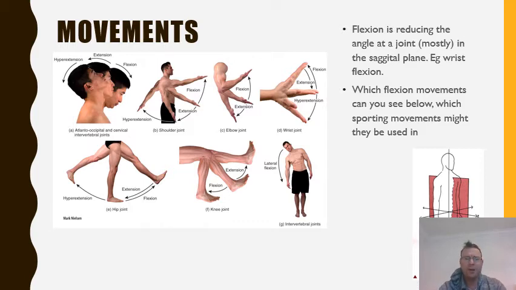If you look at the third picture along, that's really easily identified at the elbow. Do you see how we're narrowing this angle here? So as that arm comes up, narrow the angle at the elbow, and that's flexion. Here at the wrist, we narrow that angle in the upturned wrist, and that's flexion.